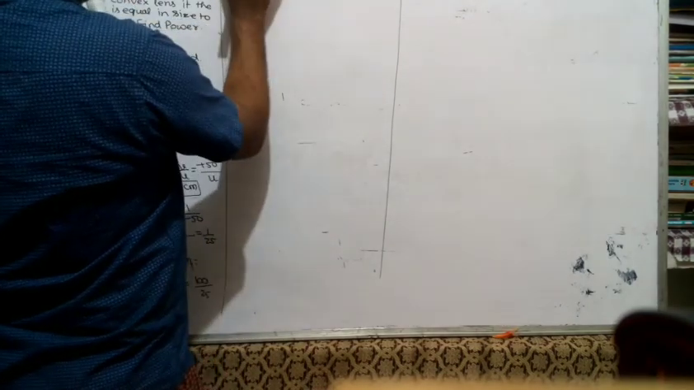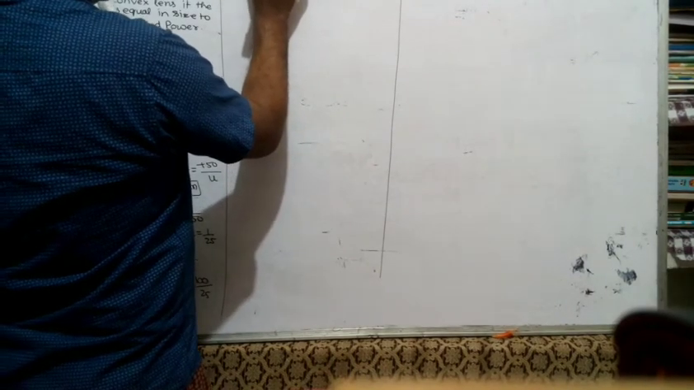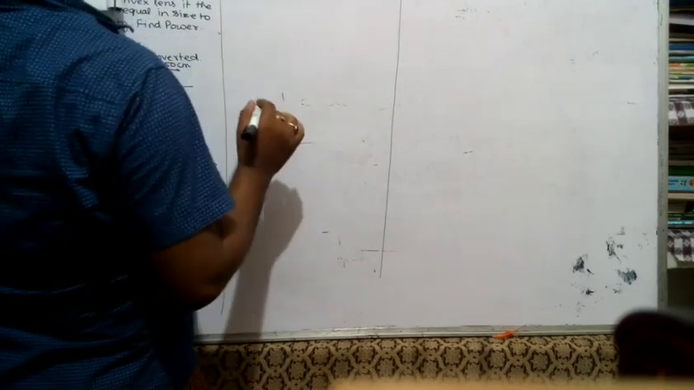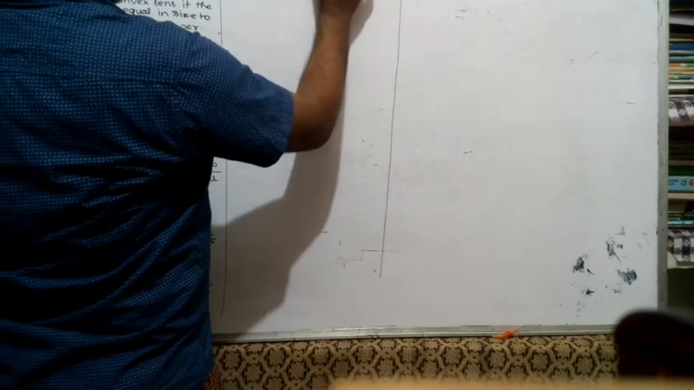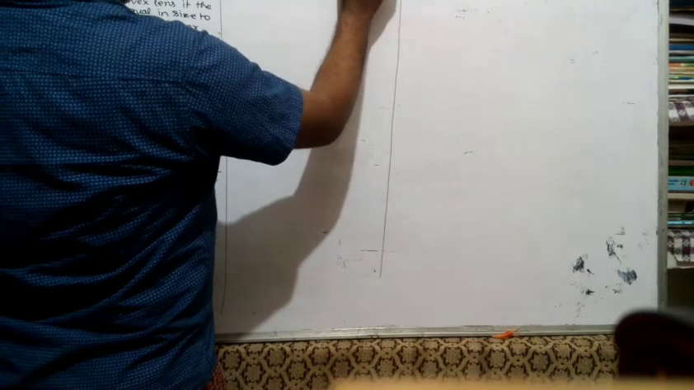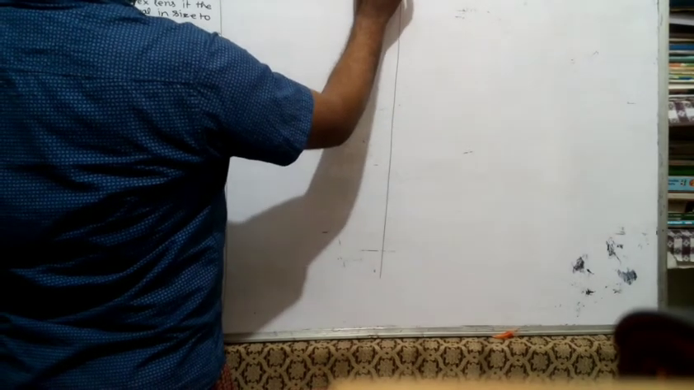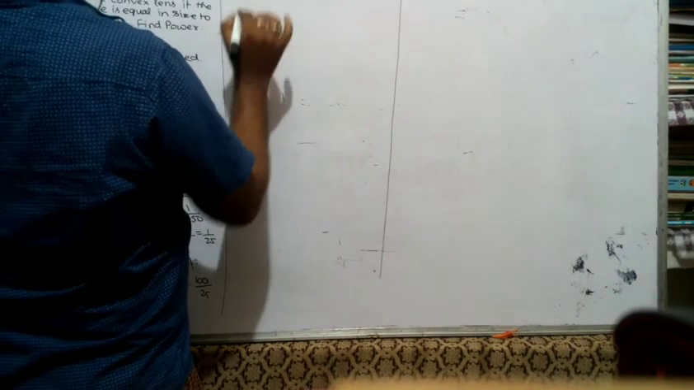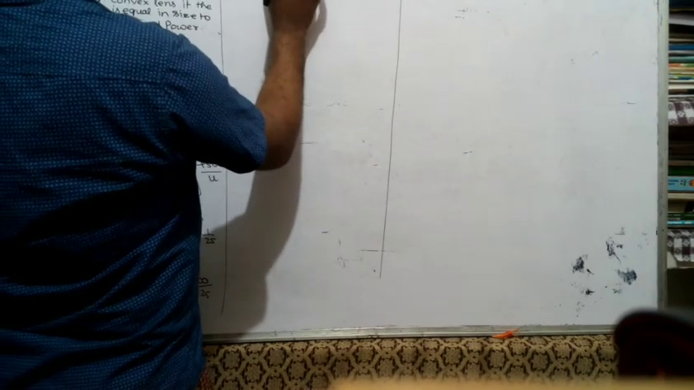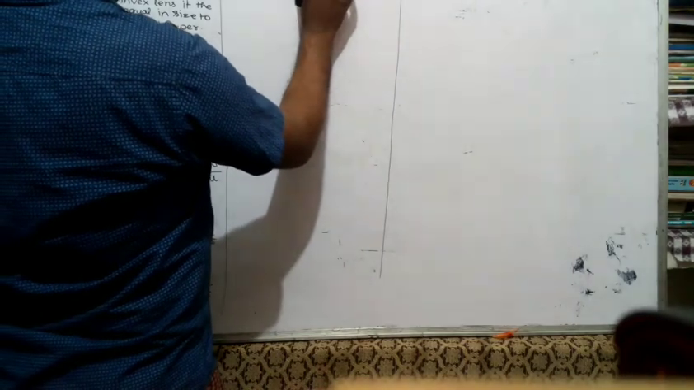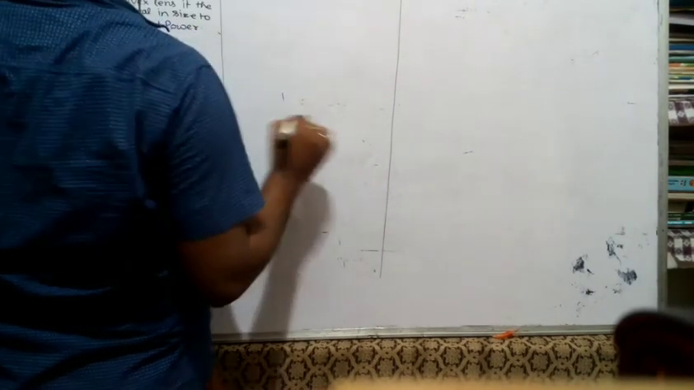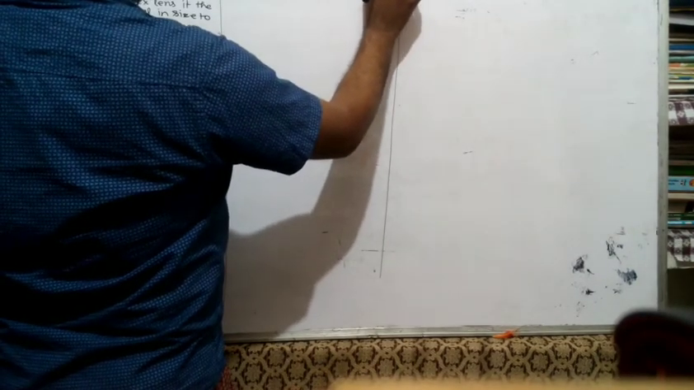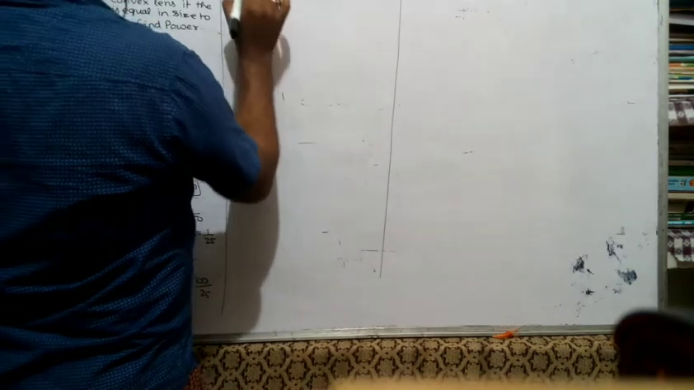from a converging lens of focal length 10 centimeter. Draw the ray diagram. And find position, size and nature.